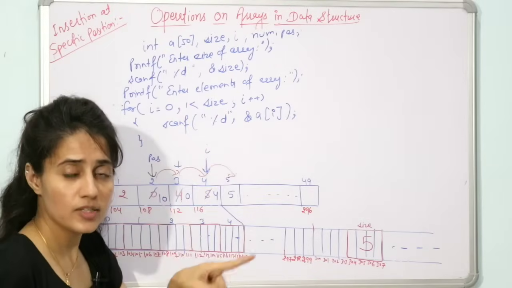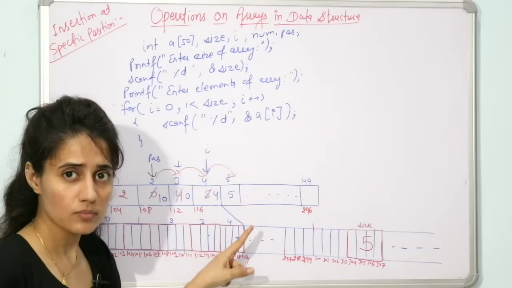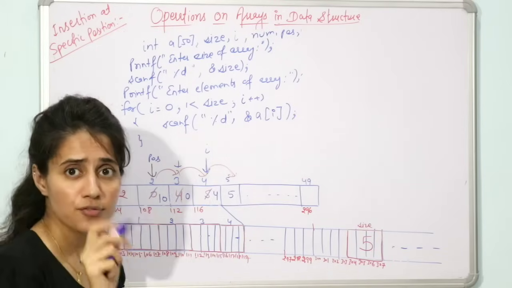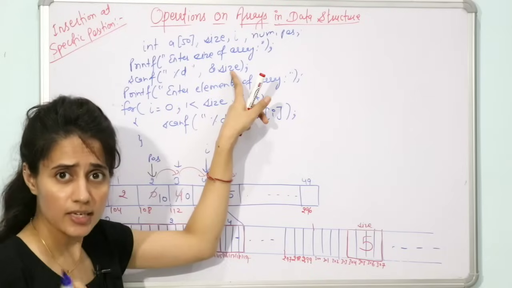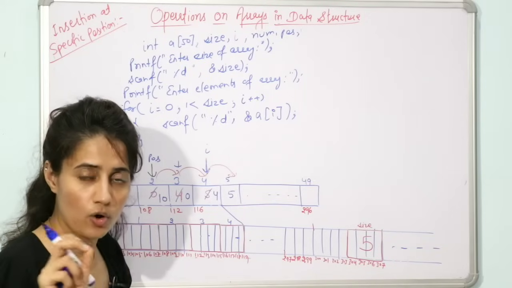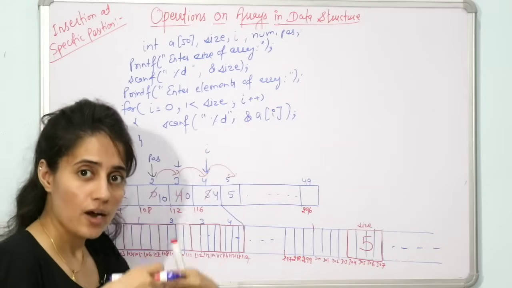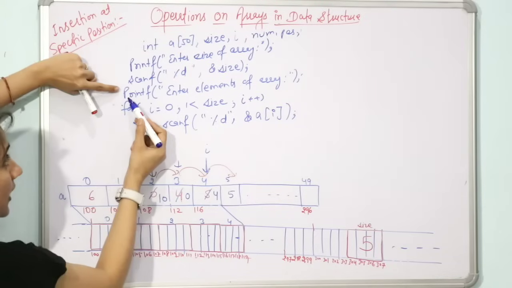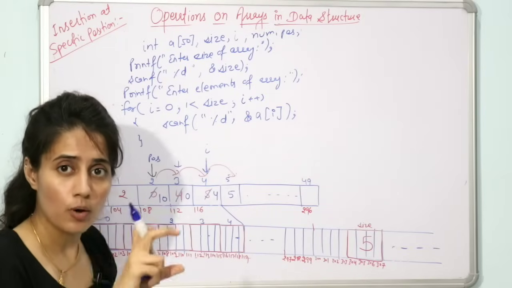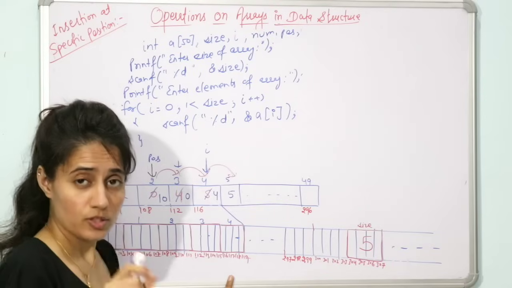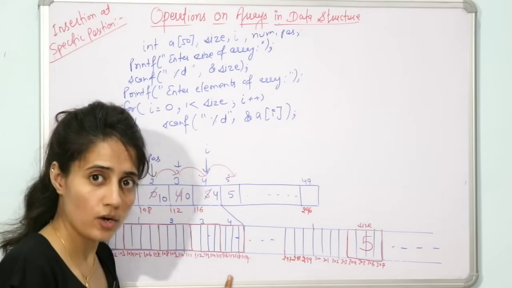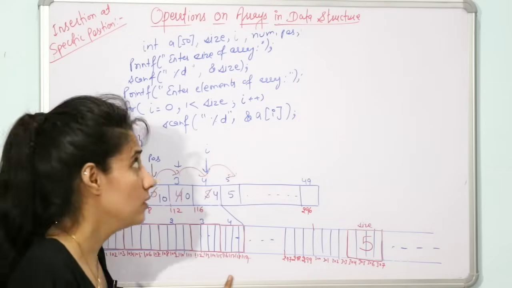If size is greater than 50, then you cannot insert any extra element in the array. Fine. So after the scanf, you will write if size is greater than 50, then you will print overflow condition, you cannot insert. And after that in the else block you will write the rest. This is how we are going to check the upper bound of the array, because I have told you there is no concept of bound checking of arrays in C. So the programmer has to write the code itself for checking the boundaries.